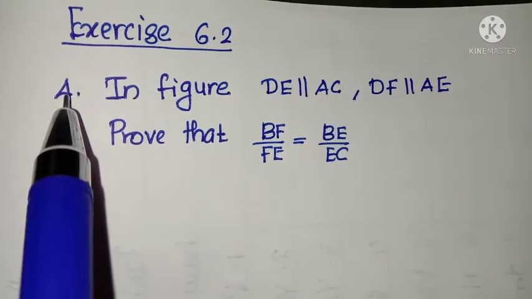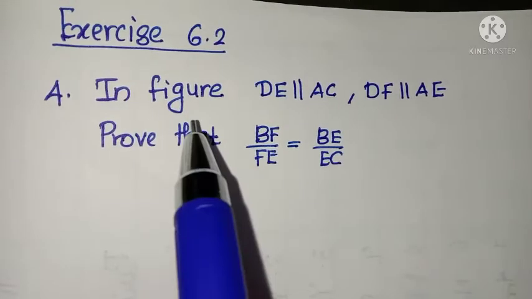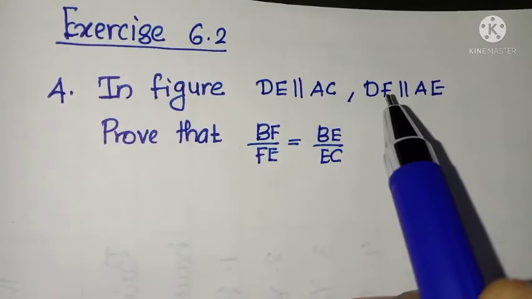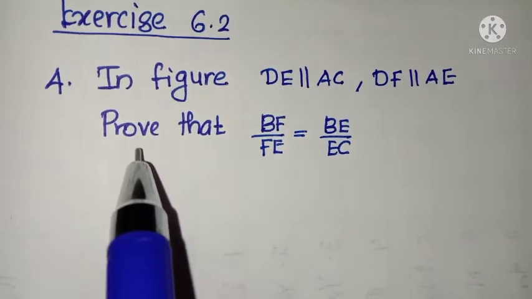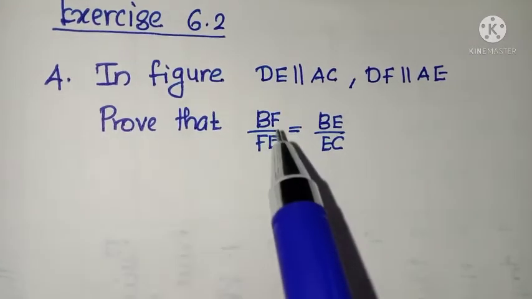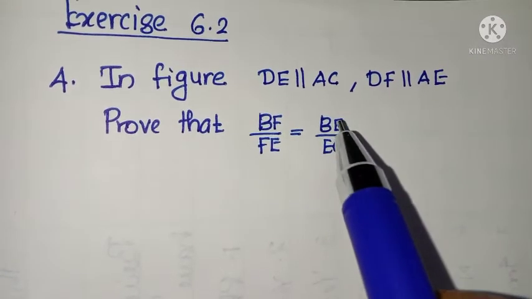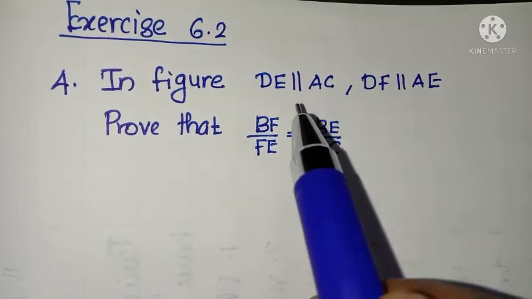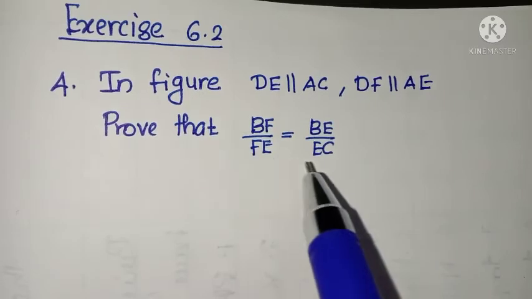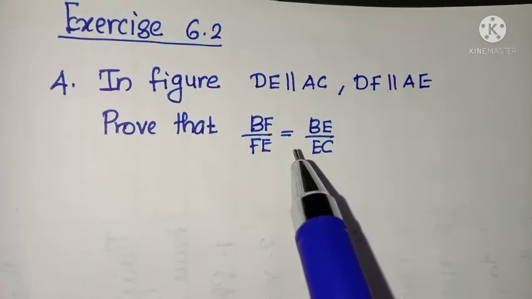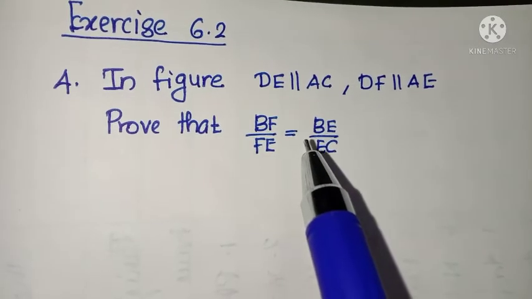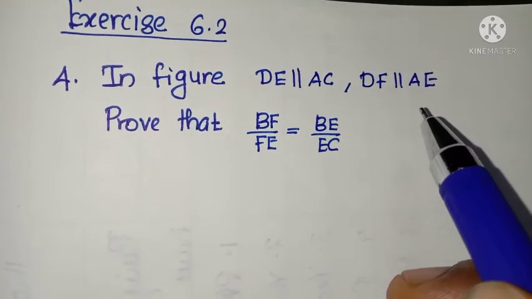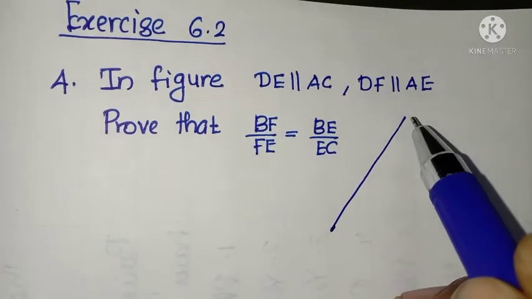Exercise 6.2, question number 4. Listen, in the figure, DE is parallel to AC, DF is parallel to AE, and prove that BF by FE is equal to BE by EC. So here we need to prove that ratios. So which theorem do we want to apply here? Yes, basic proportionality theorem.